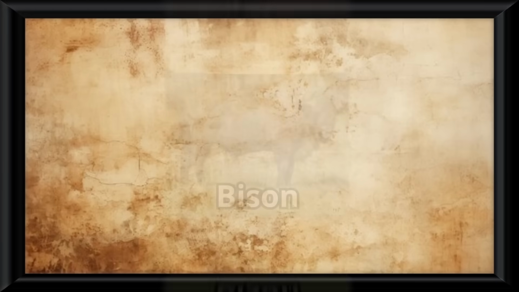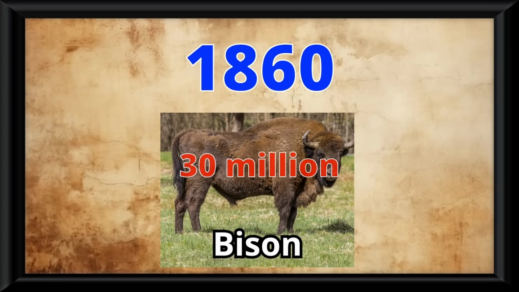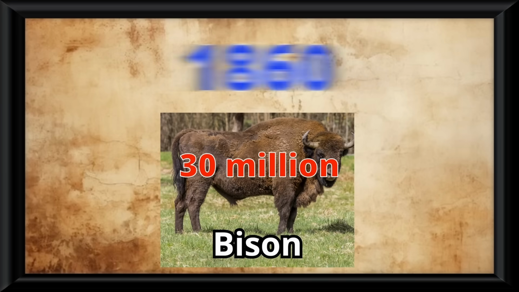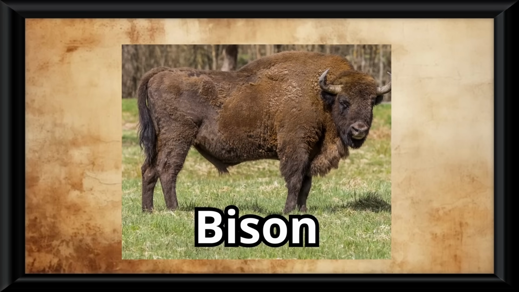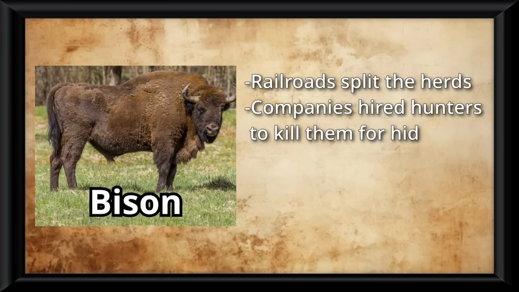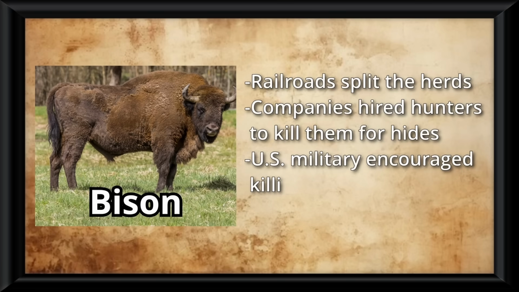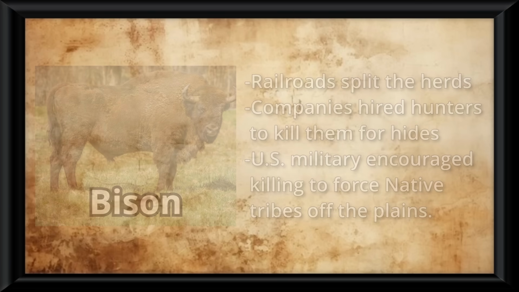Another thing to note is this animal right here. In 1860, there were an estimated 30 million bison in the United States. By 1884, there were less than 1,000. So how the heck did this happen? Well, railroads split the herds. Companies hired hunters to kill them for hides, and the US military encouraged killing them to force native tribes off the plains. But that isn't even talking about the worst part.